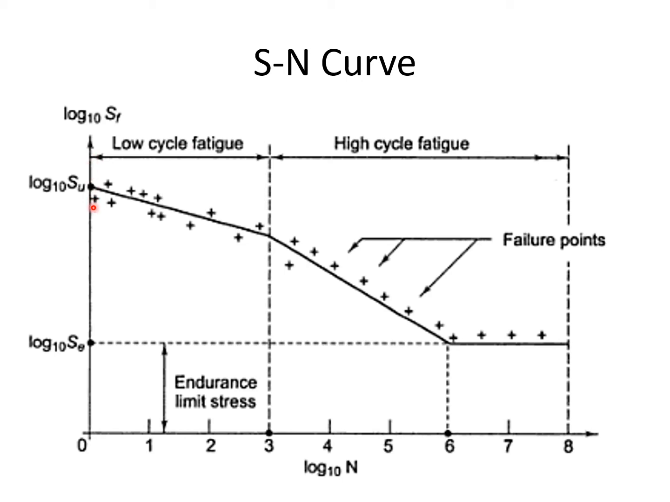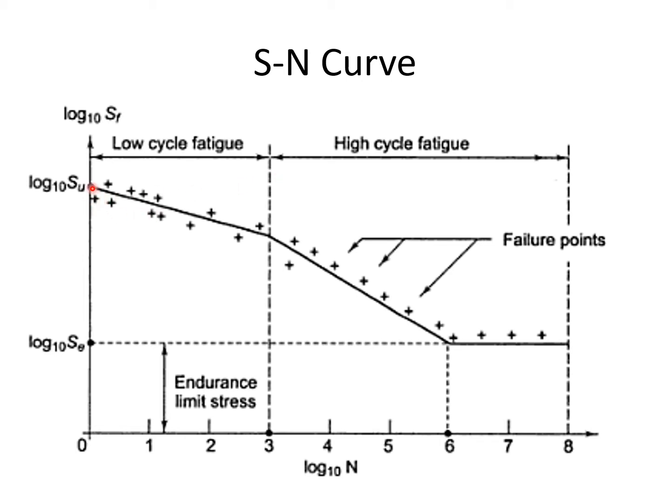Actually, this curve has been drawn in log scale because we already know that we are finding the endurance limit for 10 power 6 cycles. So it's a bit higher value. We cannot plot that much bigger value in a single page. So only this curve has been drawn in log scale. Fine. What does this curve say?